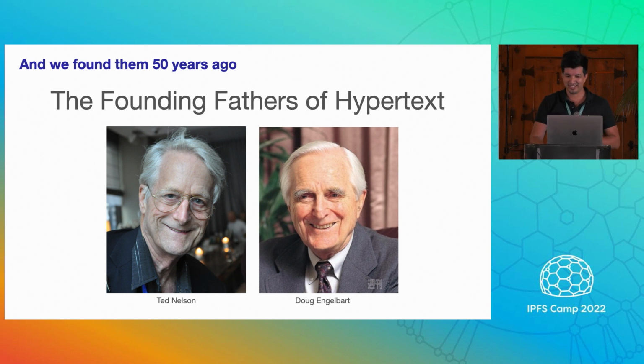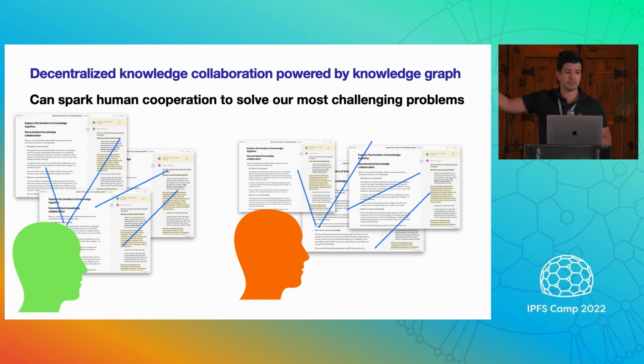Good, awesome. So essentially, we were betting that decentralized knowledge collaboration powered by a knowledge graph can spark human collaboration and can solve most of our challenging problems as humanity, right?